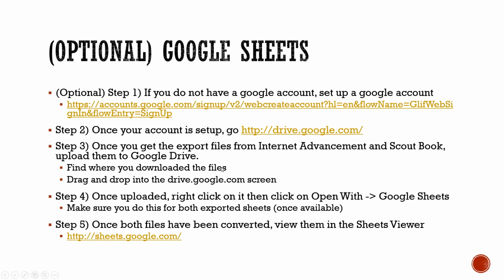There you can go ahead and upload your files, and once you've uploaded those files, you can click on them and go open with Google Sheets, and make sure you do this for both sheets. Once you have done that, you can just go to sheets.google.com and pull up either of the sheets.